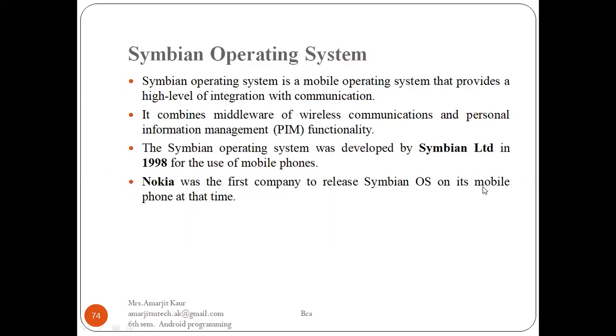Here is the third type of the mobile operating system. Symbian operating system is a mobile operating system that provides a high level of integration with communication. It combines middleware of wireless communication and personal information management (PIM) functionality. Symbian operating system was developed by Symbian Ltd in 1998 for the use of mobile phones. Nokia was the first company to release Symbian operating system on its mobile phone at that time.